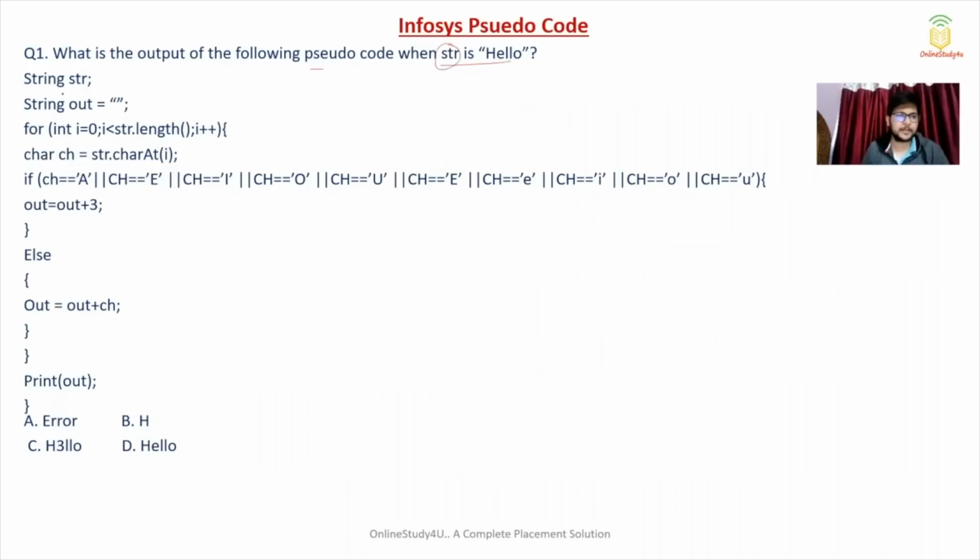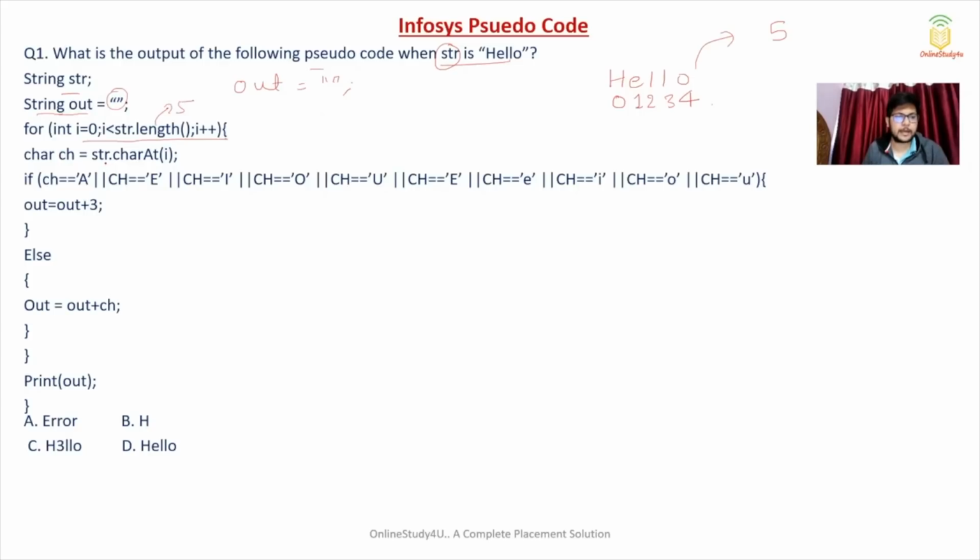What is the output of the following pseudo code when the str variable is hello? Okay, my str variable here is hello. The size of the string is 5, and if I do the indexing, then it is 0, 1, 2, 3, and 4. Fine. Out is null. So there is an output variable which is initialized with nothing, null, initially. So I am iterating over the entire array. str.length will give me 5.